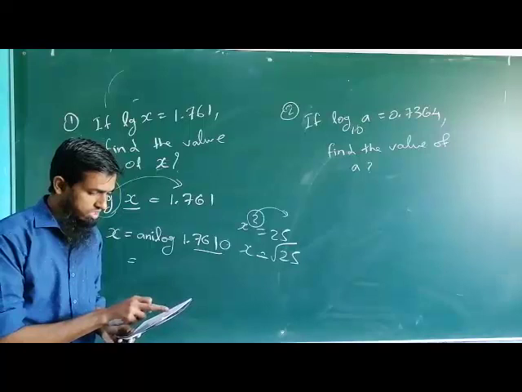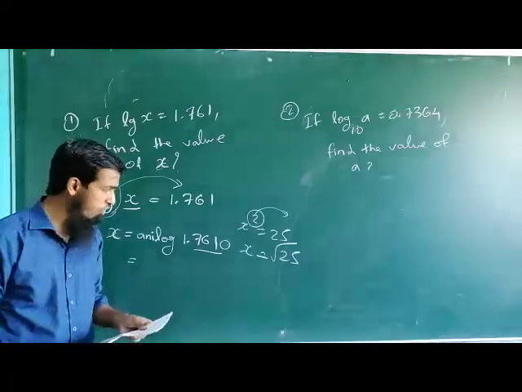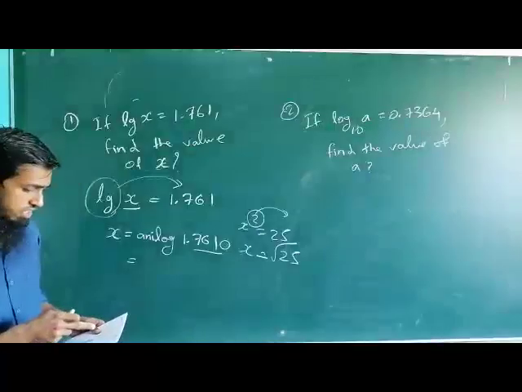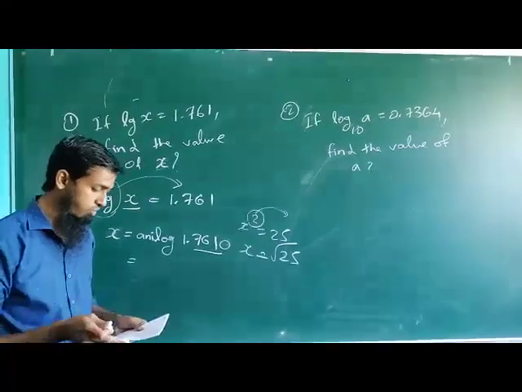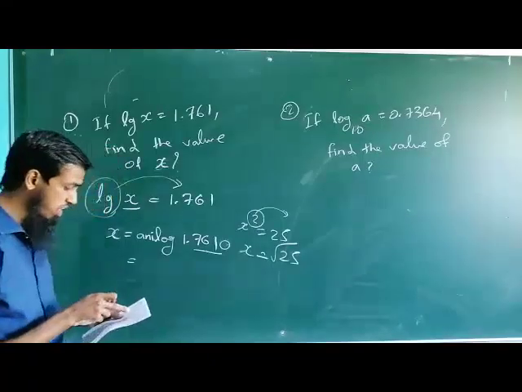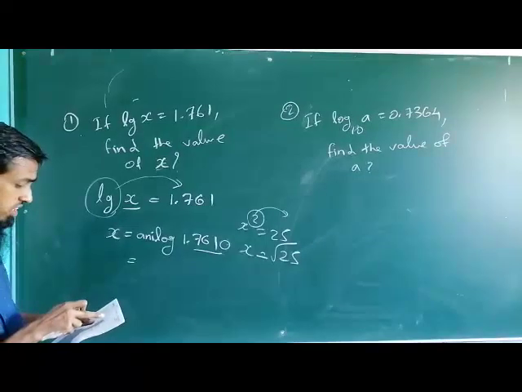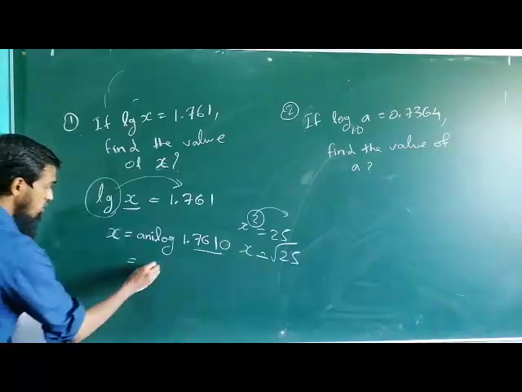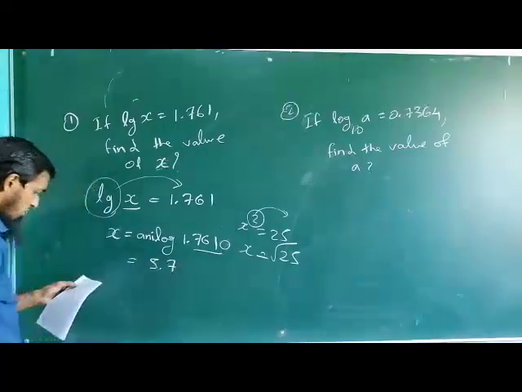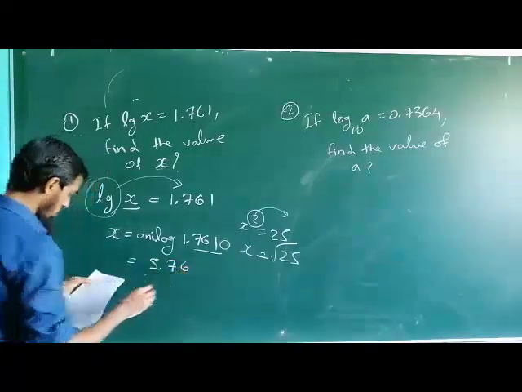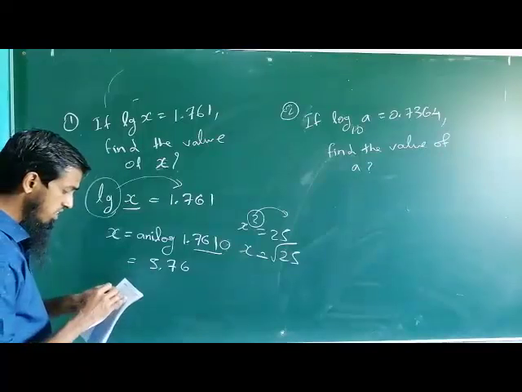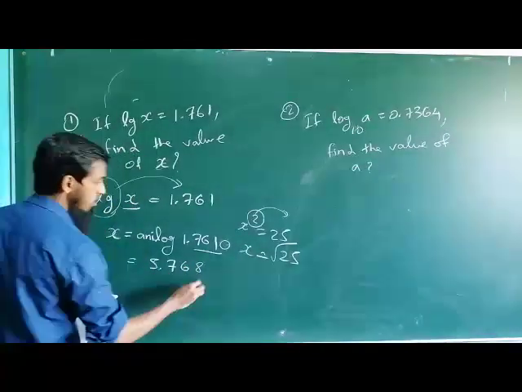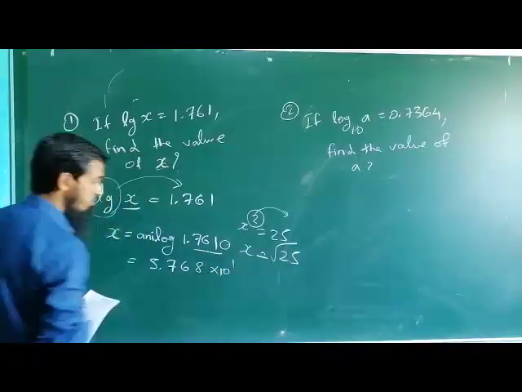So we have 7604. We have 7604 and we need 6 more. So we can take that. 7604 is on the 57th row, so 5.7, and the column is the 6th column. So we need a 6. The 6 is on the 8th mean difference. So 8 into 10 to the power 1.